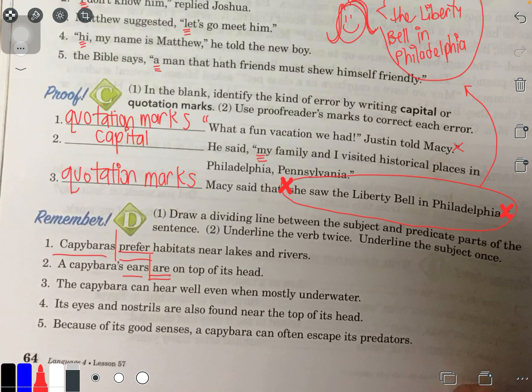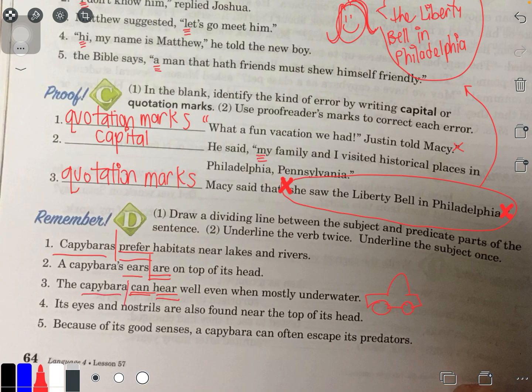The capybara can hear well, even when mostly underwater. What can the capybara do? What's happening? What can they do? They can hear. Remember, we've got that car. We've got the verb phrase car driving down the street. Okay, there we go. Big wheels. And what can hear very well? Well, the capybara.